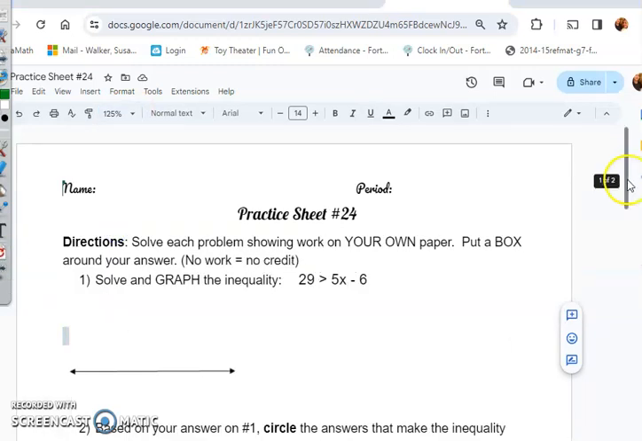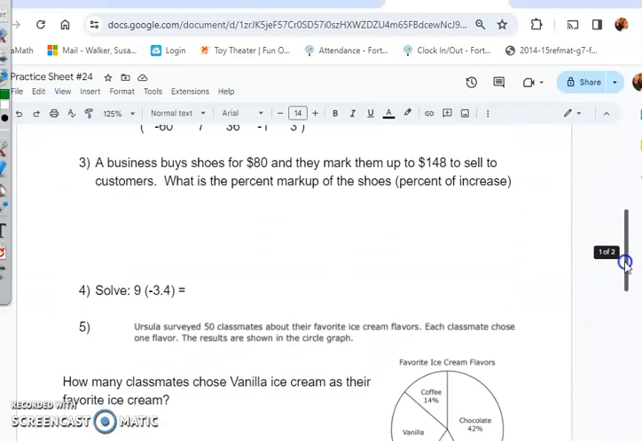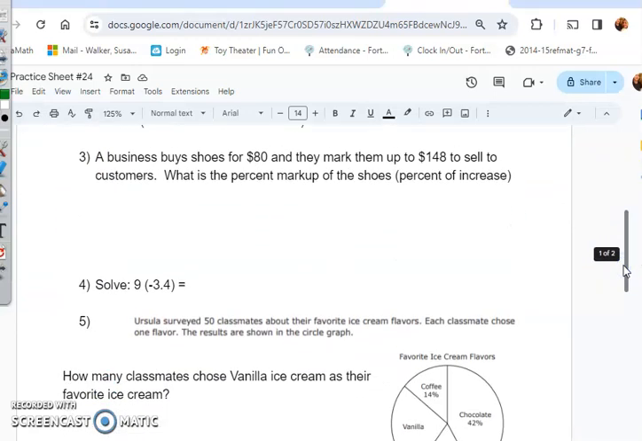Okay, so let's look at number 3. This has been on our practice sheets for a few weeks because, guys, this is what you will see in 7th grade. This is something they will test you on, okay? So a business buys shoes for $80 and they mark them up $148 to sell to customers. What is the percent markup or the percent of increase?